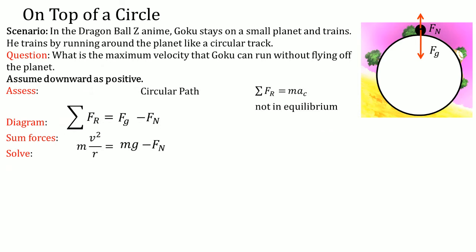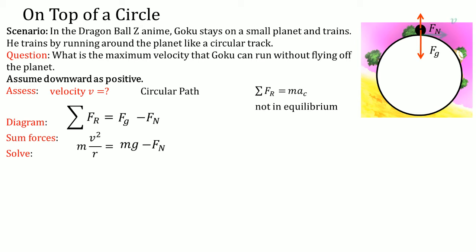Here we have the same question as before, the same scenario, but a different question. What is the maximum velocity that Goku can run around this circle and not fall off? So the assess part is now velocity equals question mark. Everything else here remains the same. I'm just continuing my steps from the last problem.